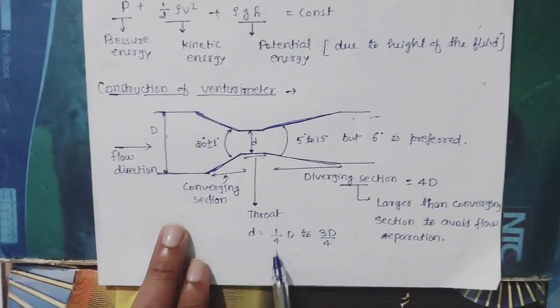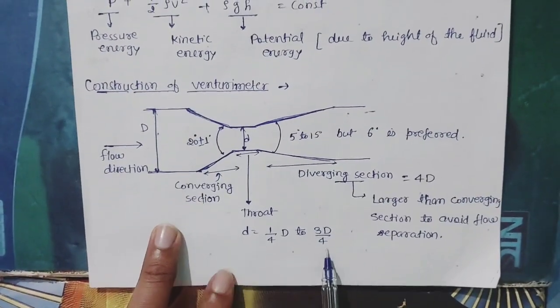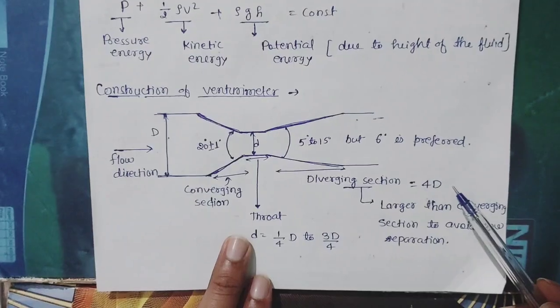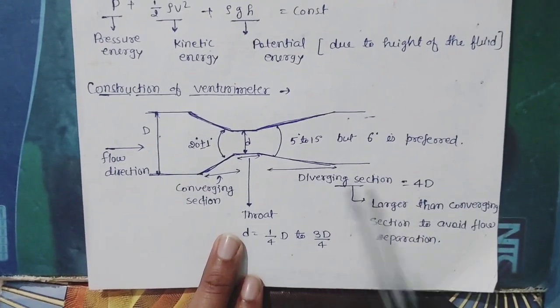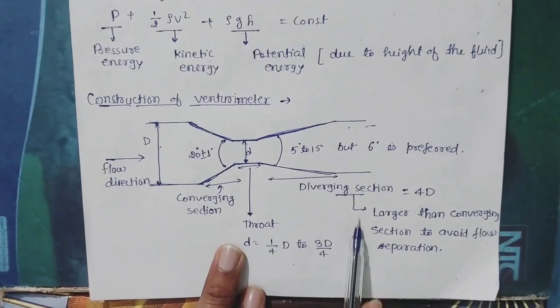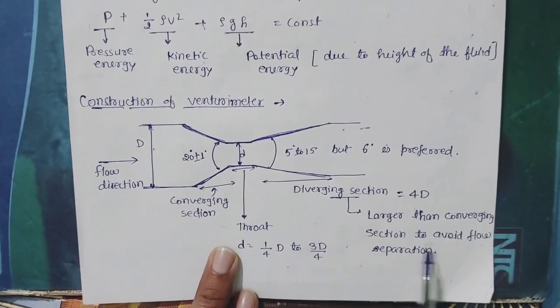The throat diameter is about 1 by 4 of the diameter of the pipe to 3 by 4 of the diameter of the pipe, and the diverging section is approximately 4 times the diameter of the pipe. This diverging section is longer than the converging section to avoid flow separation.